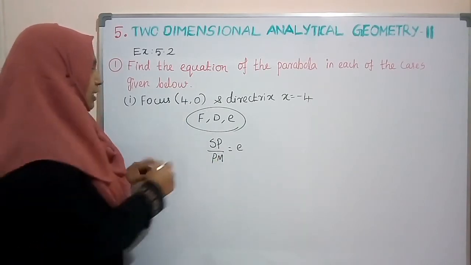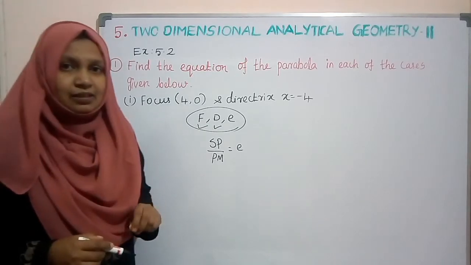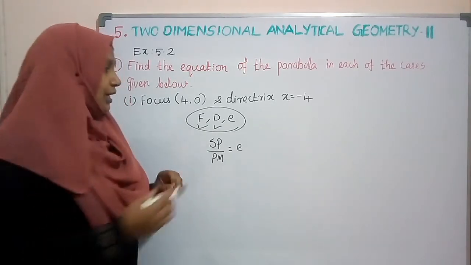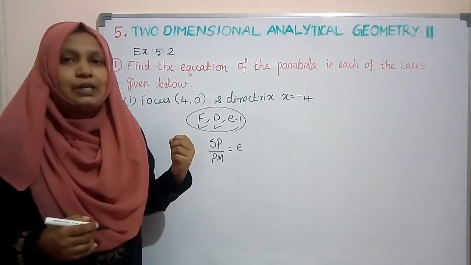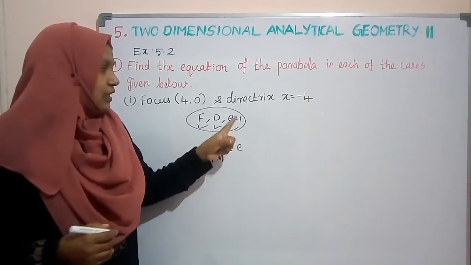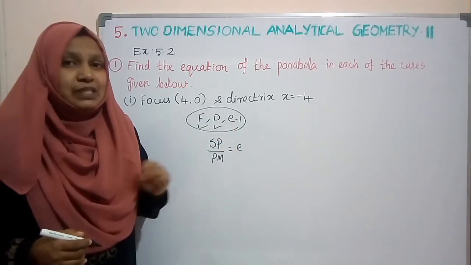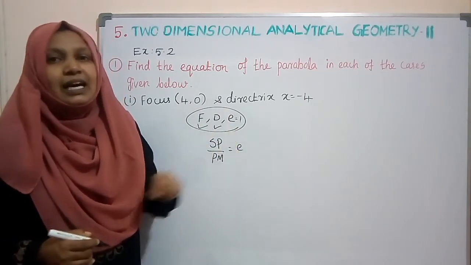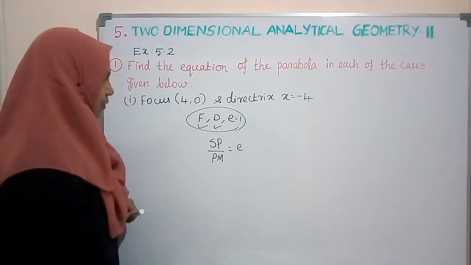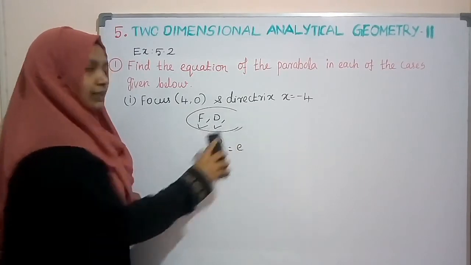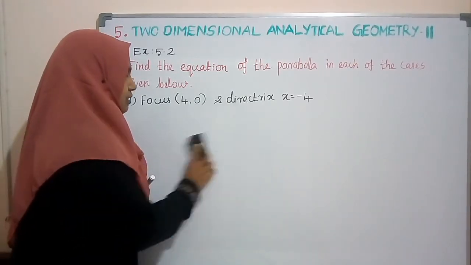But in this question, they are given only focus and directrix, not eccentricity. Why? Because in parabola, eccentricity value is 1 always. If the question is ellipse or hyperbola, they will mention the value of E also. You already know ellipse means E is less than 1 and hyperbola E is greater than 1. So in this question they are given only the focus and directrix, which is our fixed point and fixed line. So see the answer.